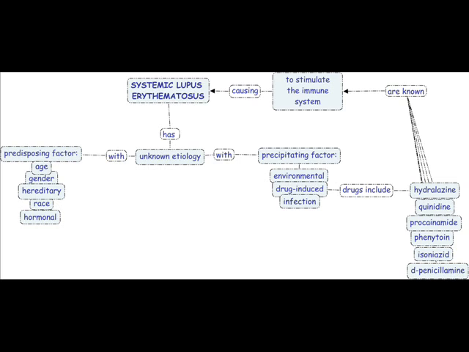SLE has predisposing factors, which are age, gender, hereditary, race, and hormonal, while precipitating factors are environmental, drug-induced, and infection. Drug-induced lupus includes the drugs hydralazine, quinidine, procainamide, phenytoin, isoniazid, and d-penicillamine. These drugs are known to stimulate the immune system, causing SLE.